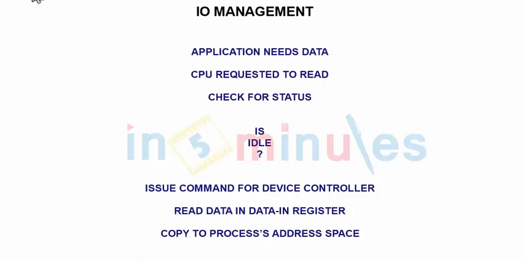Starting with the first one, we'll be talking about the polling technique, how polling works in detail. Okay, let's say our application needs some data. This request would be granted to the CPU. The CPU would accept the request and go forward to check the status of the device from where it is supposed to read the data. It will then go to the status register and check whether it is idle or not. If it is idle, well and good.